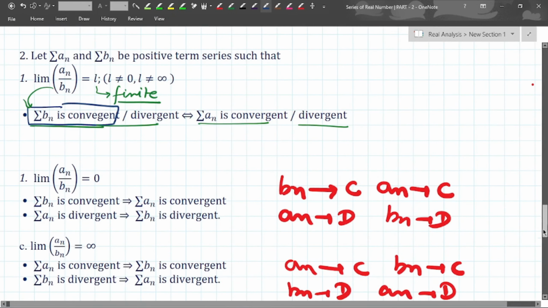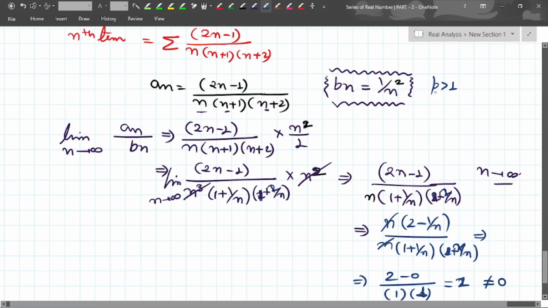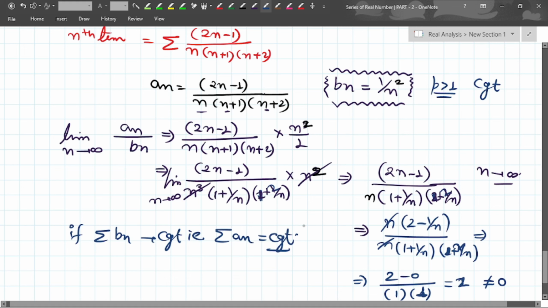That is n square. It means from here p is greater than 1, so bn is convergent. So if summation bn is convergent, it means summation an is also convergent. Now, what was the problem with n cube?